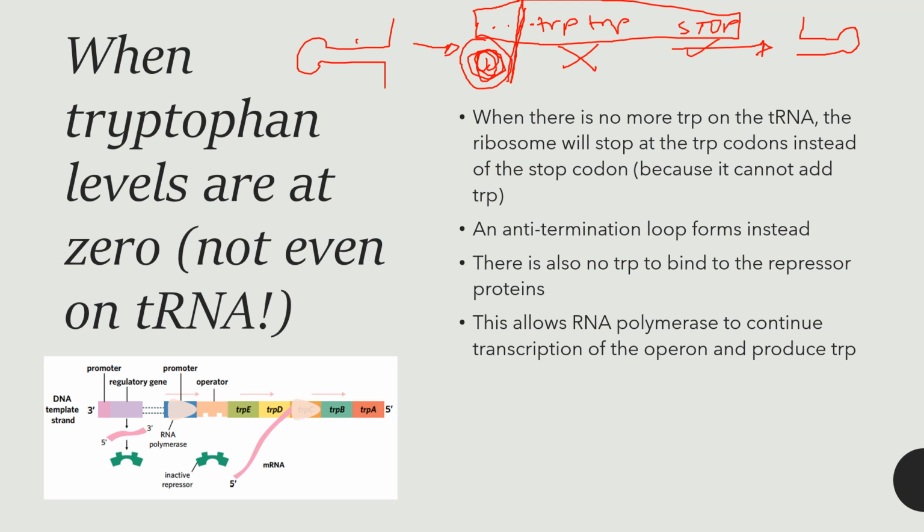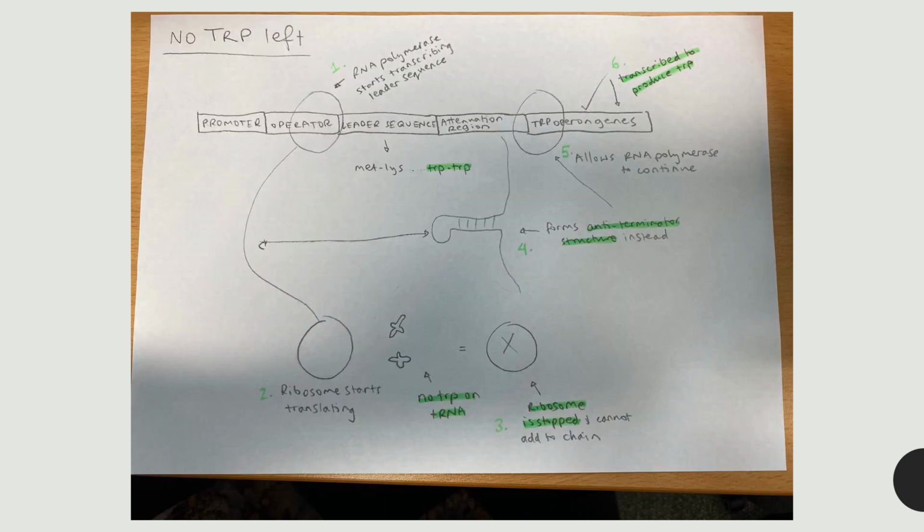We've got no tryptophan to bind to the repressor protein, so the repressors can't stop it. We've got no attenuation loop forming, so the attenuation loop can't stop it. So RNA polymerase is finally allowed to continue on to those trp operon genes and transcribe the operon to produce tryptophan. I've got another diagram here showing you that.